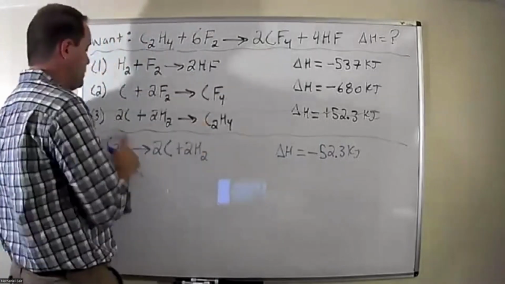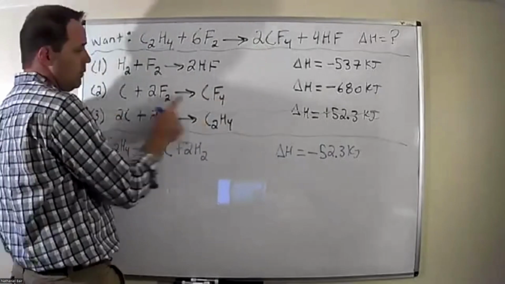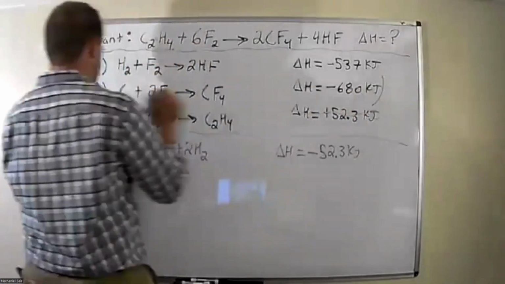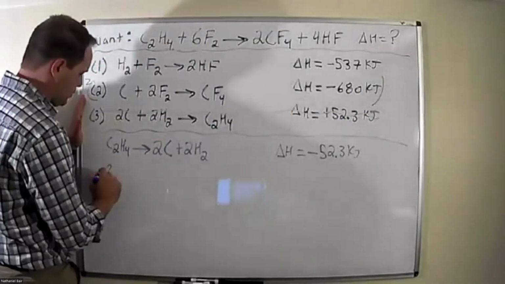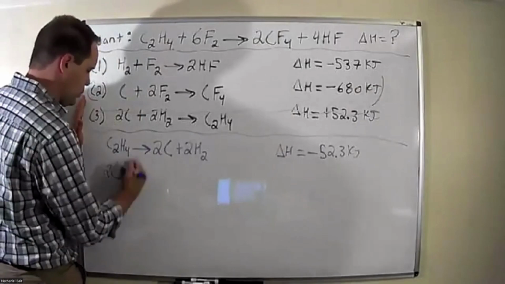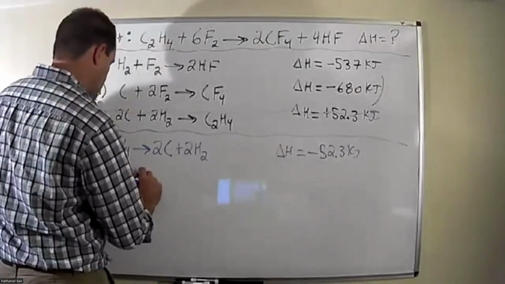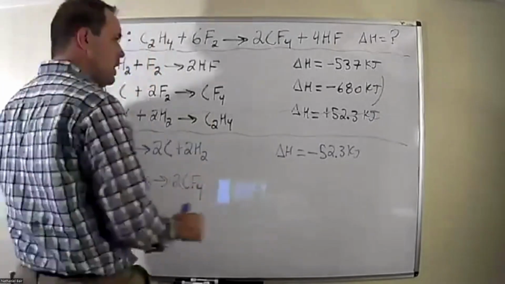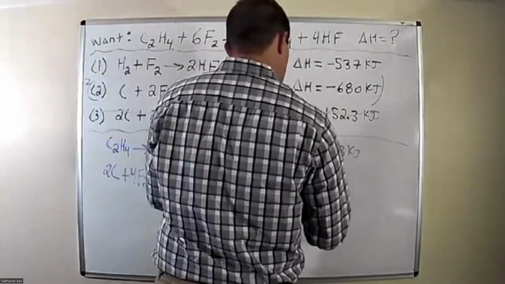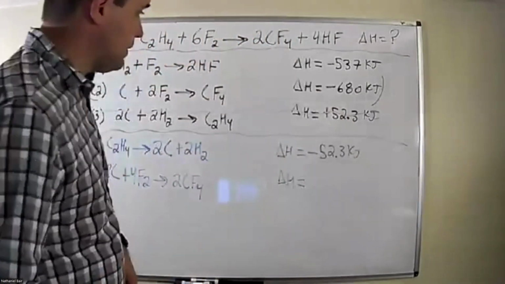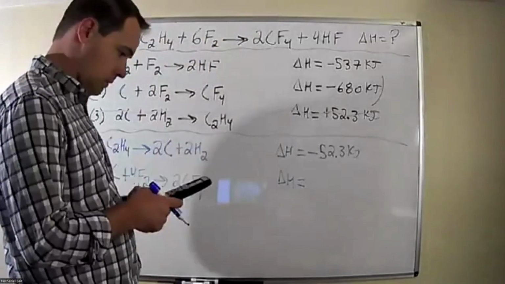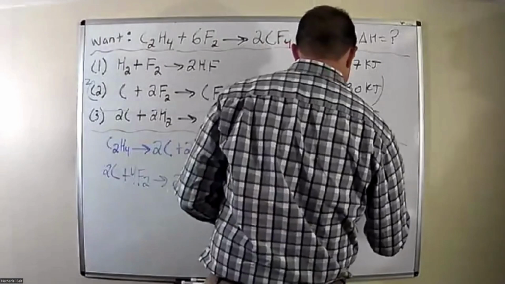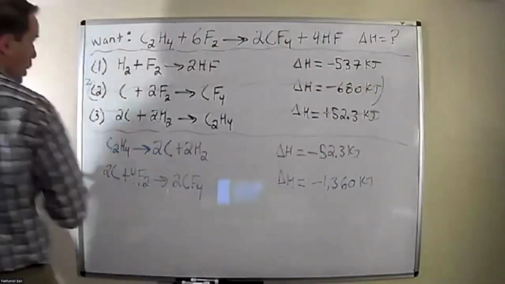So I need 2 CF4s. CF4 is in the second reaction, but there's only one of them. It is on the product side. We need to multiply the entire second reaction by 2. So this becomes 2C plus 4F2 goes to 2CF4, and then we multiply that by 2, and the enthalpy becomes negative 1,360 kilojoules. That reaction is now gone.